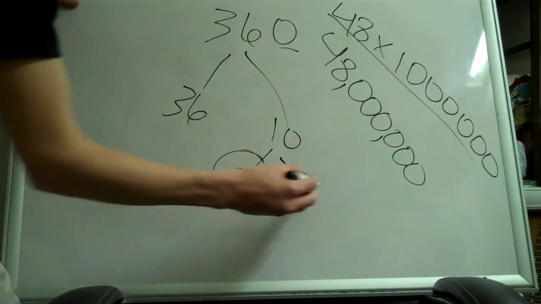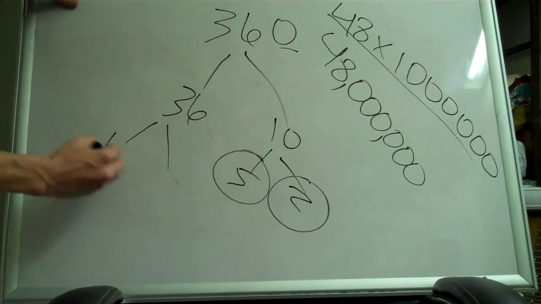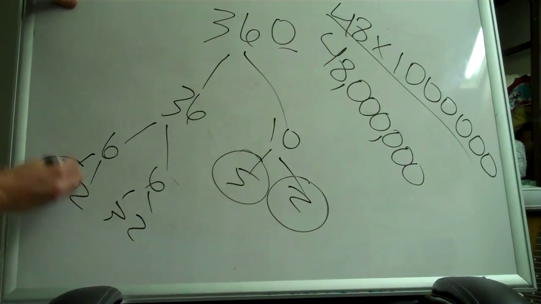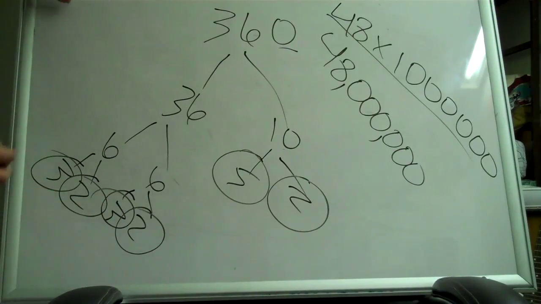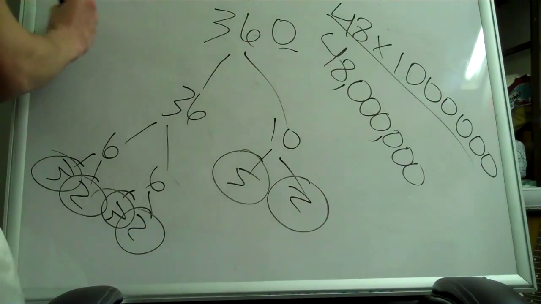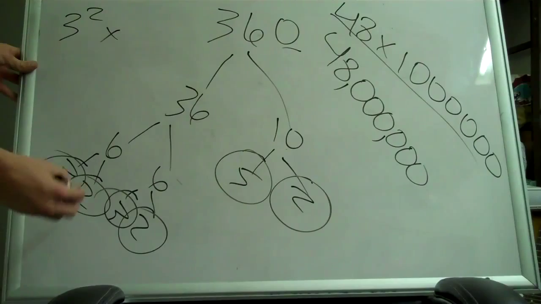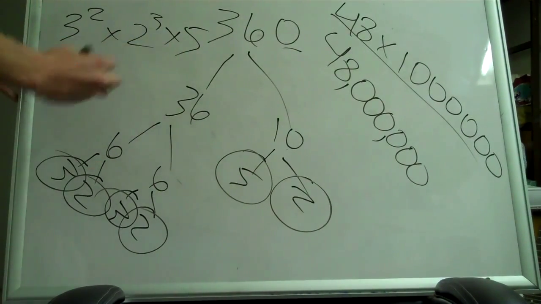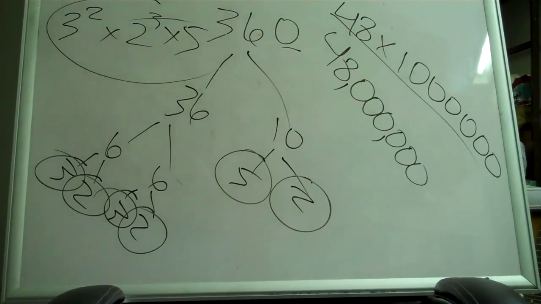Those are both prime. 36 breaks down into 6 and 6, and 6 breaks down into 3 and 2. So you have 2 3s times 3 2s times 5. There's your answer. 3 to the second times 2 to the third times 5. Yep, that's right.